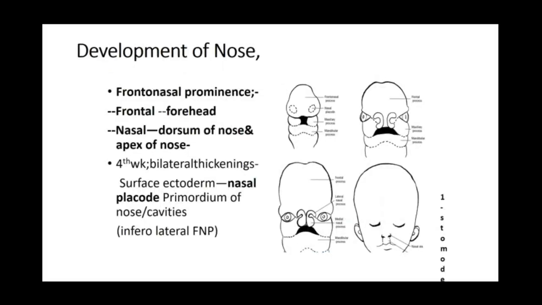Automatically, doing the face, we have done the development of the nose, the frontonasal prominence. The frontal one gives rise to the forehead, the nasal dorsum of the nose, and the apex of the nose. That is all contributed by the frontonasal prominence. In the fourth week, the surface ectoderm, how does it start to develop? You have the nasal placode, the primordium of the nose. That is the inferolateral part of your frontonasal prominence.